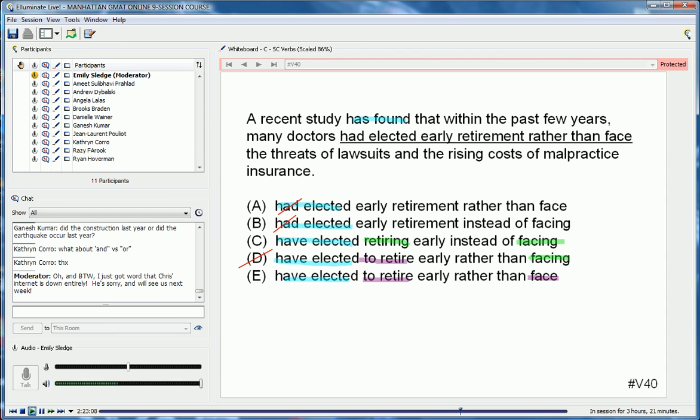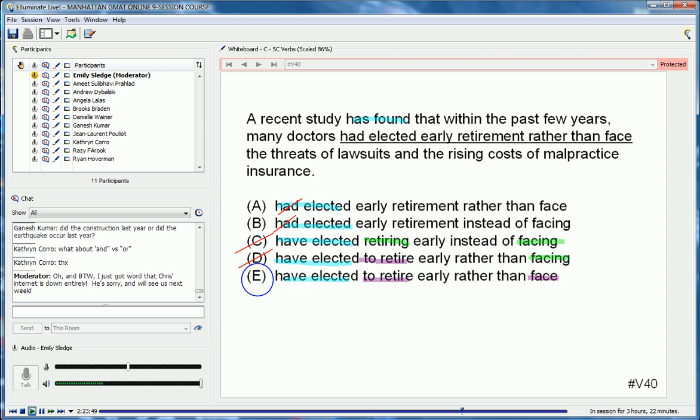Catherine's right, though. In a choice between to retire and to face versus retiring and facing, to retire is what we want. Partly that's idiom. Have elected to do something is the way we say this. But the other reason is that they're trying to use this ing word as kind of a noun. The doctors have elected something. There's a better noun form for this thing. They have elected retirement. And since retirement exists as an alternative, the GMAT rejects retiring in that role.